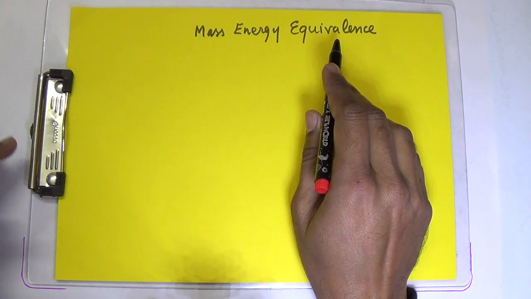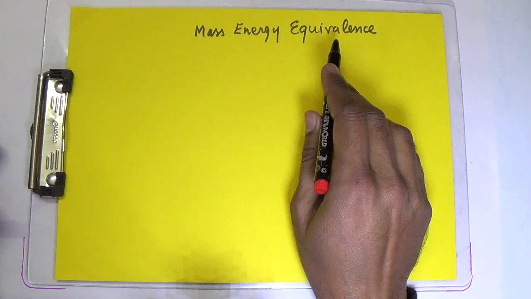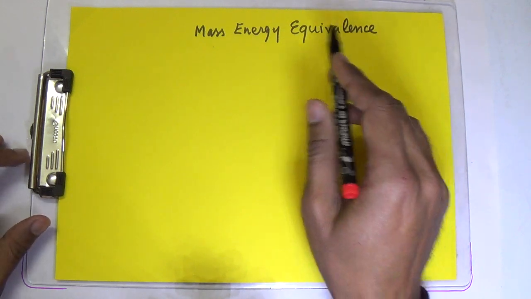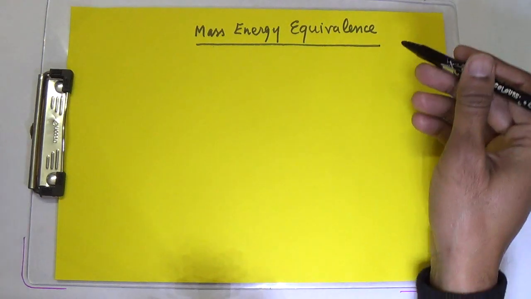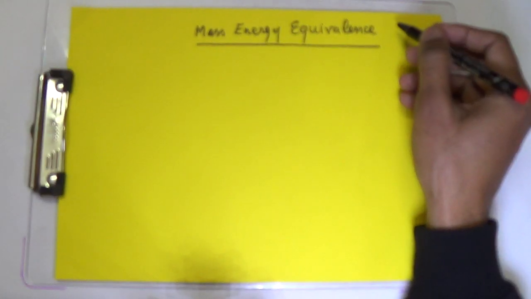because this was derived by Einstein from the postulate of the special theory of relativity. So that's why this mass energy equivalence relationship is important, and it has very much physical significance also.